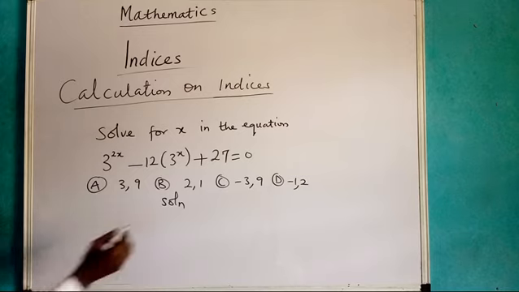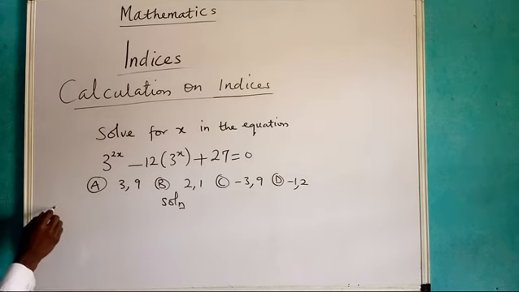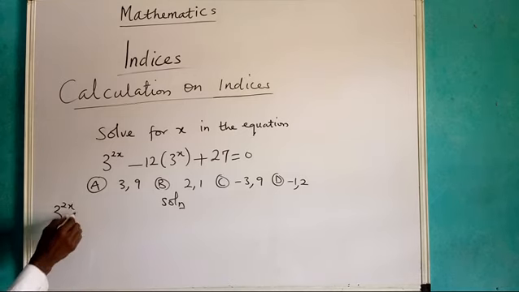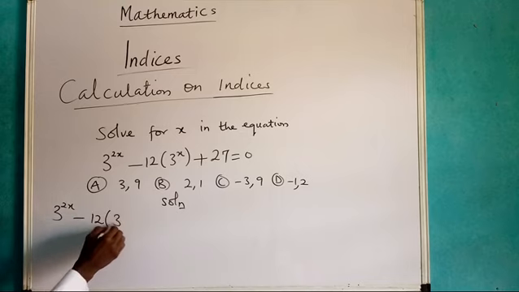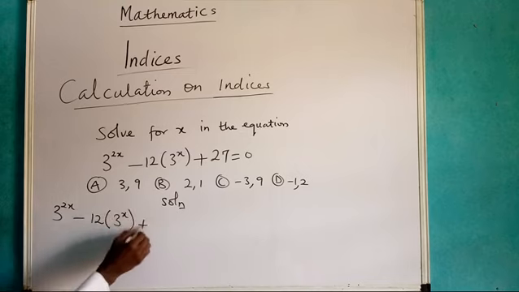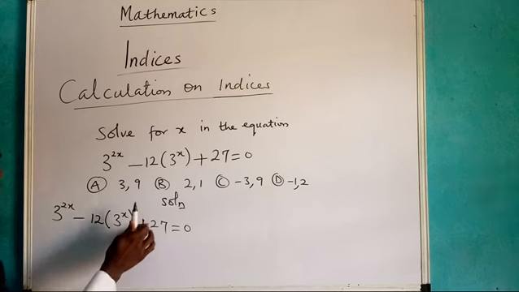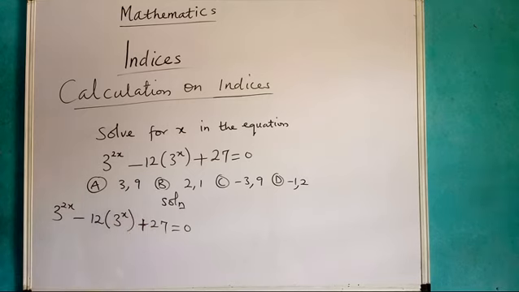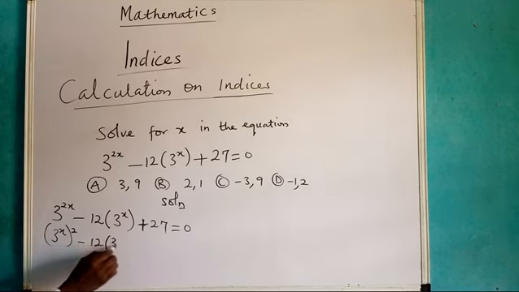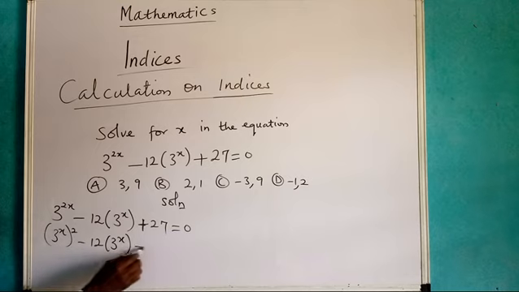Okay, now I need to write down the equation first. We have 3 power 2x minus 12, and we have 3 power x in bracket, plus 27 equals 0. For this one, I can rework it as (3 power x) squared minus 12 times 3 power x in bracket, plus 27 equals 0.